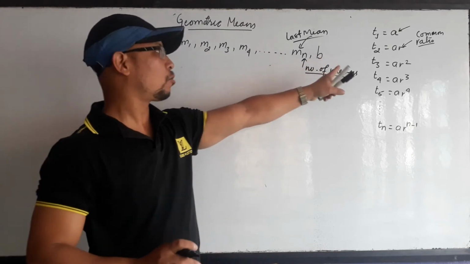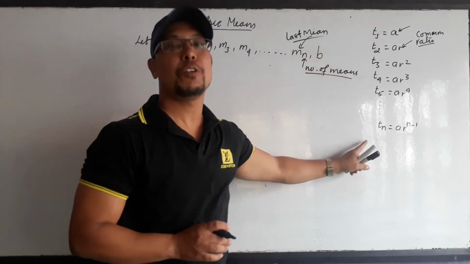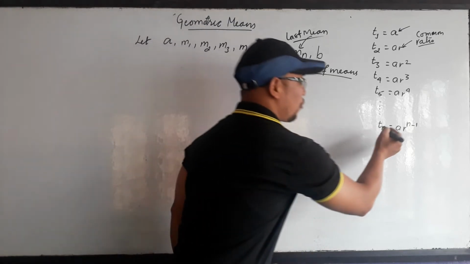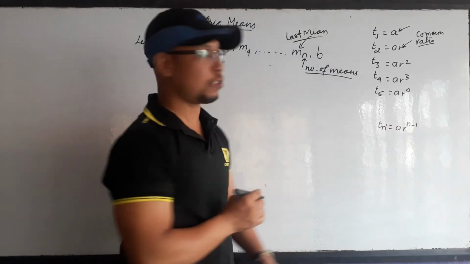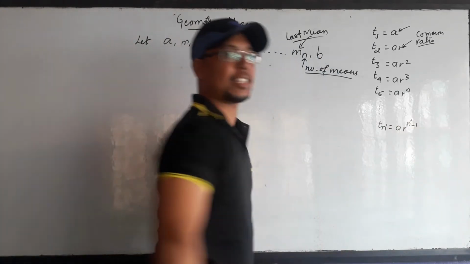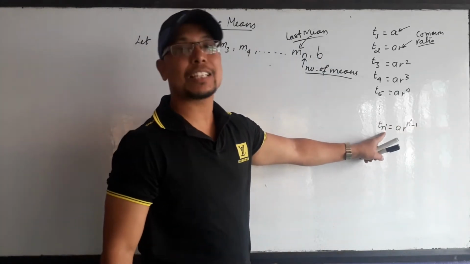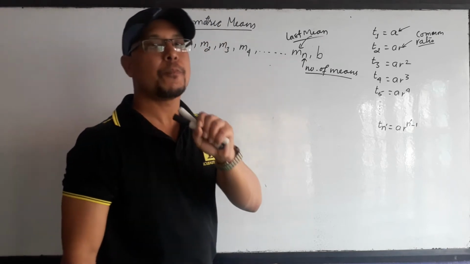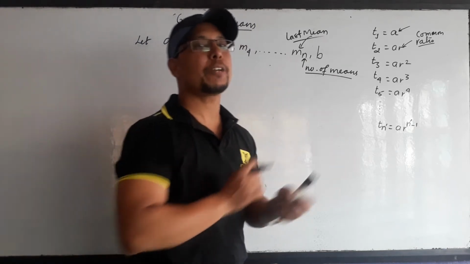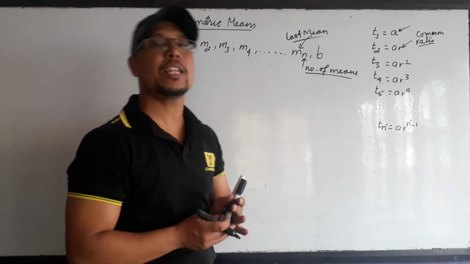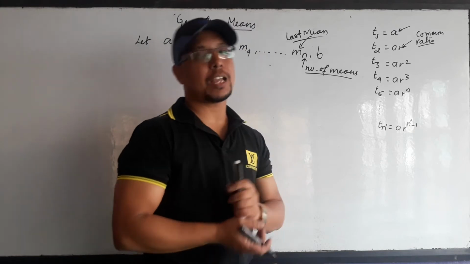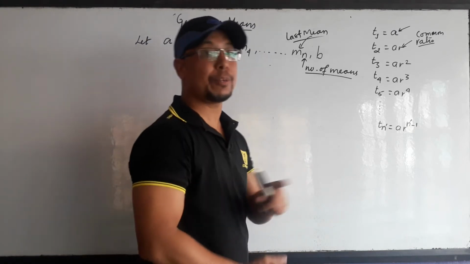This is the last term, so in this case, instead of writing Tn, I would write Tn dash. And here it is also n dash, and n dash is the number of terms. Here n is the number of means. In my arithmetic progression topic, I clearly explained the difference between the number of terms and the number of means. Let me repeat it here.